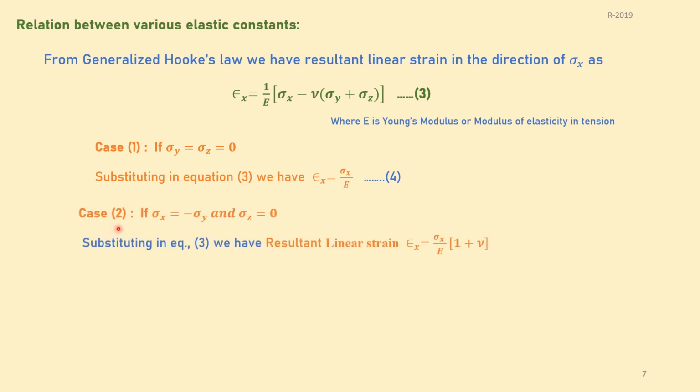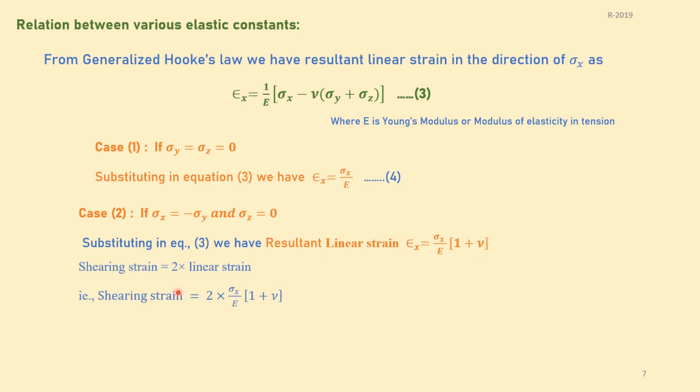Now consider case 2, where sigma x is equal to minus sigma y and sigma z is equal to 0. In the sense, there are two normal stresses, both equal in magnitude, but one is compressive, the other one is creating a tension. Substituting the above condition in equation 3, we have the resultant linear strain epsilon x is equal to sigma x by E into 1 plus nu.